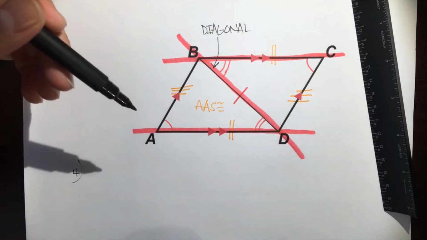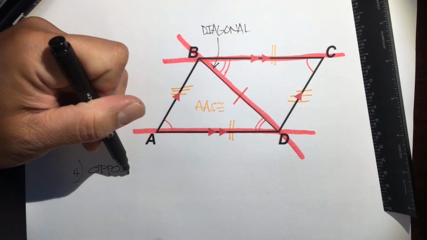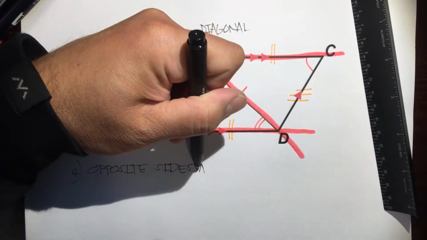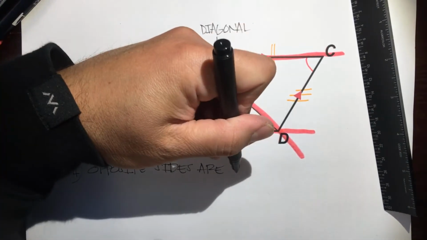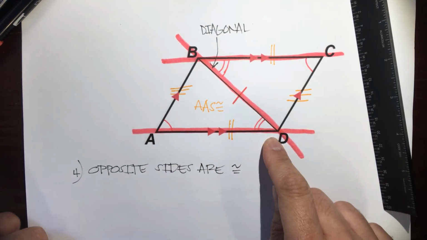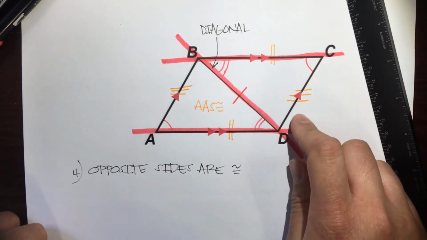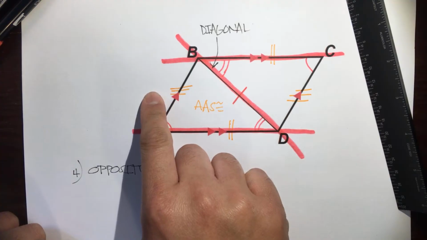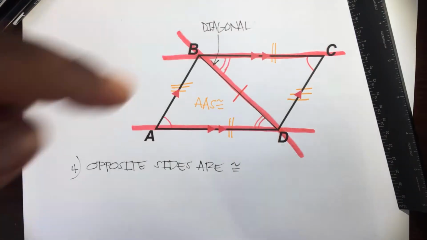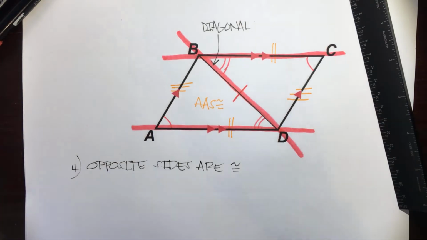So we can say, fact number 4, opposite sides are congruent. So if this side right here, AD, was 5 inches, then this side, BC, would be 5 inches. Let's say that this side is 3 inches, then that means this side would have to be 3 inches. So that just means these sides are congruent and these sides are congruent. We did that because we proved that the two triangles are congruent and then their parts are congruent by CPCTC.